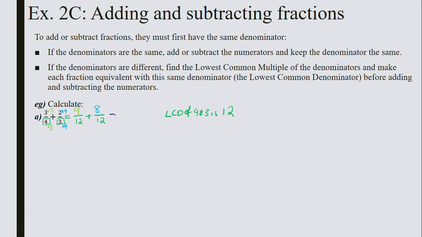9 plus 8 is 17/12. You can choose to write that as a mixed number if you'd like, 1 and 5/12. Of course, that's totally up to you. Both answers are correct.